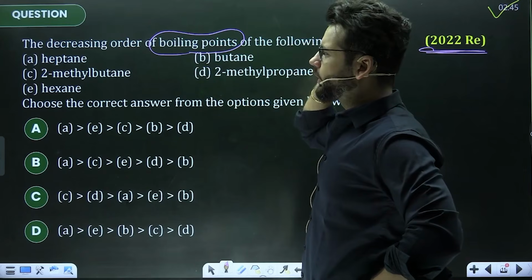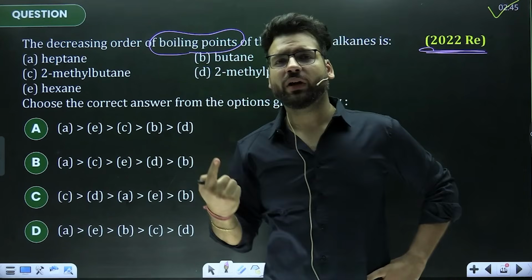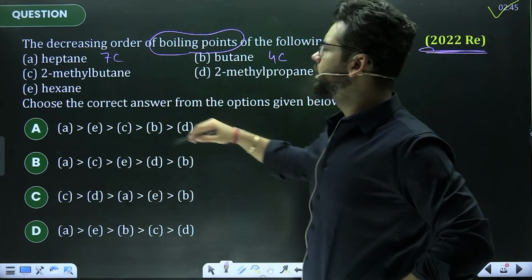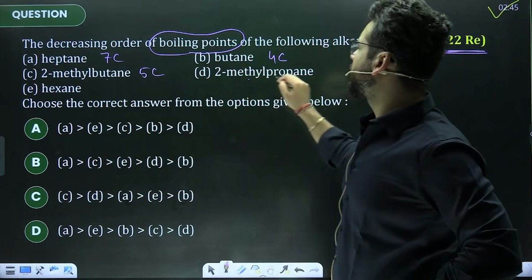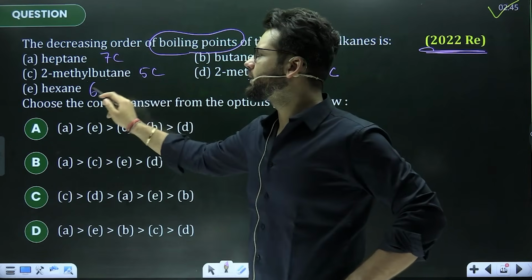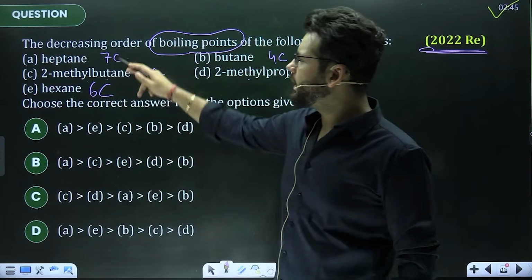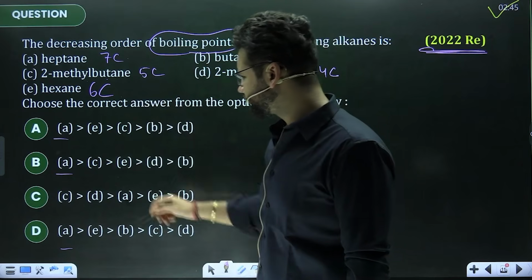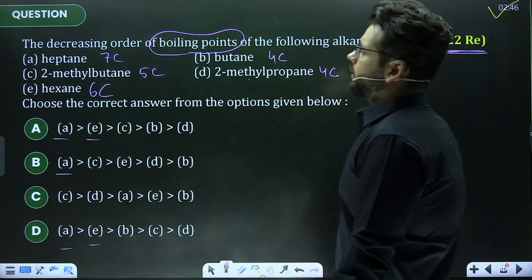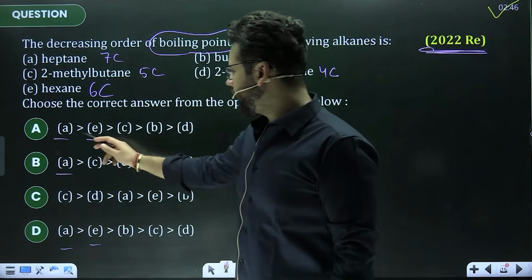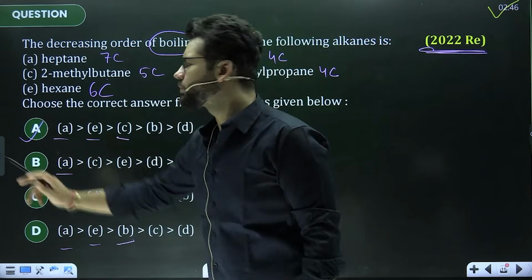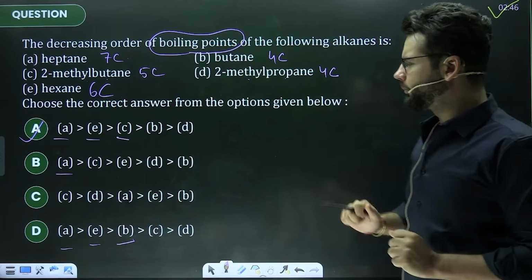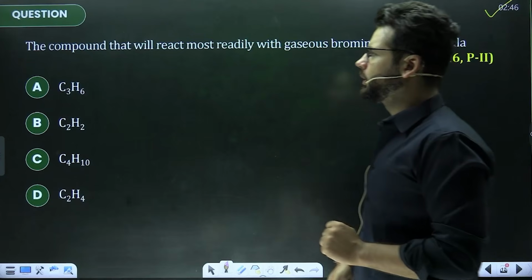Decreasing order of boiling point. Okay. First thing, always check the number of carbons. More the carbons, more the boiling point. 7 carbon heptane, butane 4 carbon, methyl butane 5 carbon, methyl propane 4 carbon, hexane 6 carbon. So directly we can see A goes to the highest, then goes E, 6 carbon, then 5 carbon, C, AEC, first option. Right, like this, try to judge for the best option quickly. This is about this question.